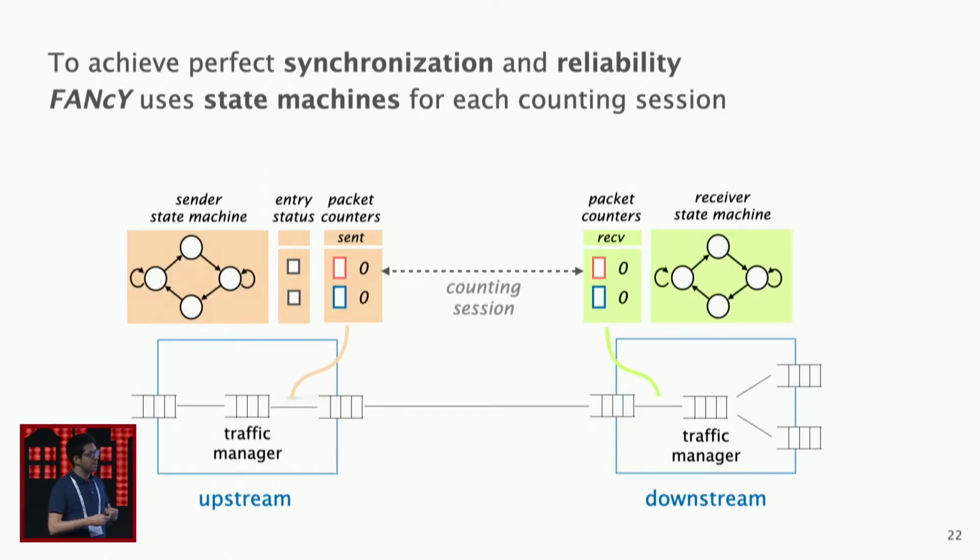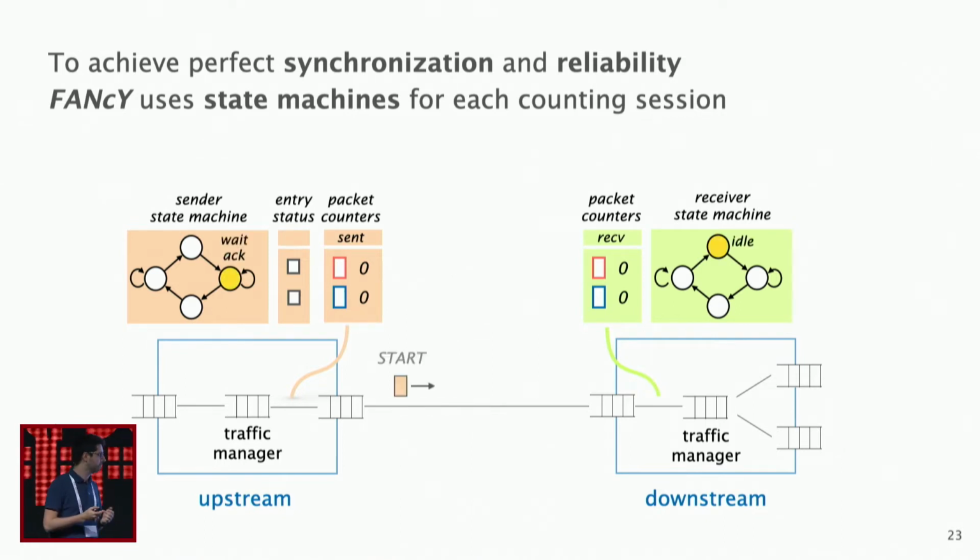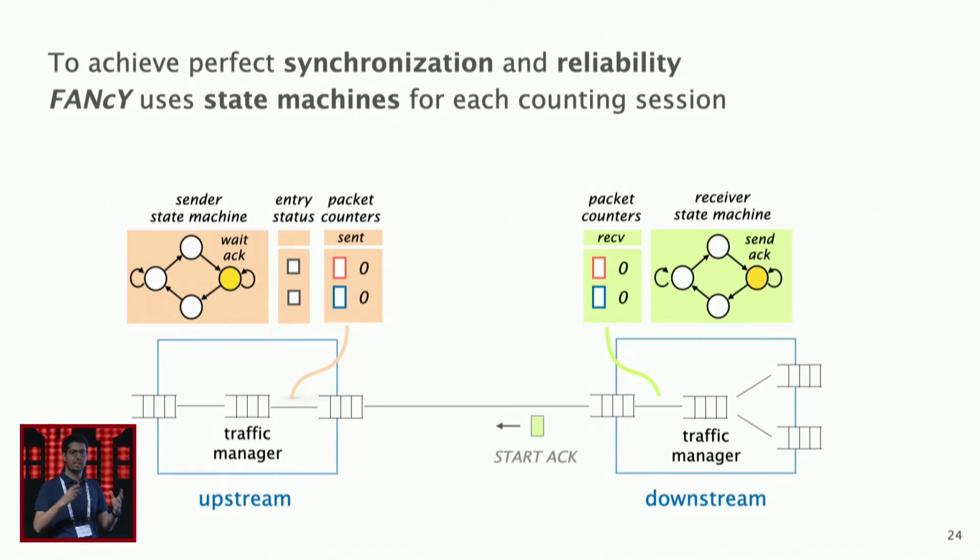In FANCY, in order to achieve the synchronization and reliable counting of packets, we have implemented a protocol in the data plane that uses state machines, both at the sender and the receiver, for every traffic entry we are trying to count packets for. The protocol is quite simple. The upstream switch sends a start message to the downstream switch, and upon receiving this message, the downstream switch will clear all the data structures from the previous counting session and reply with an acknowledgement.